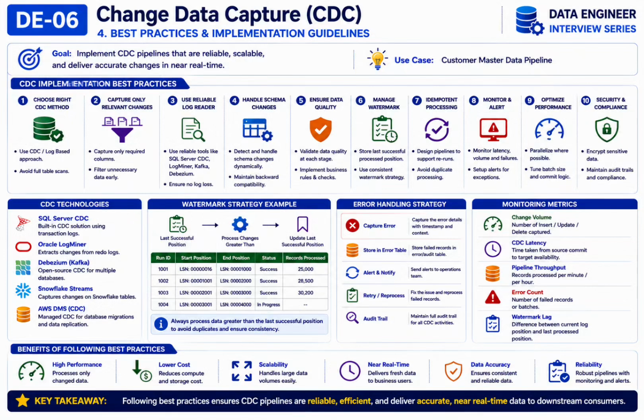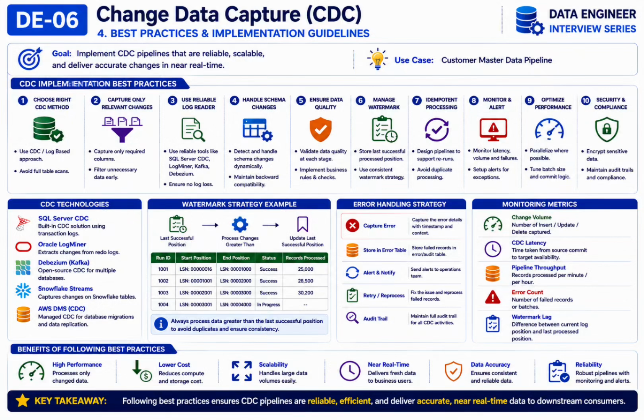Am I right? So the first best practice is choosing the right CDC mechanism. Depending on the technology stack, we may use SQL Server CDC or Oracle LogMiner or Debezium or Snowflake Streams or Delta Change Data Feed or AWS DMS. Second, always capture only the required tables and columns. Avoid enabling CDC on unnecessary tables because it increases storage and maintenance overhead.